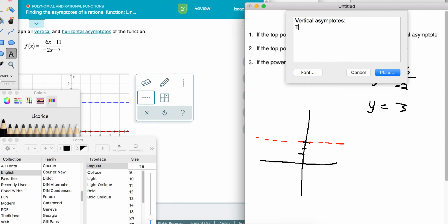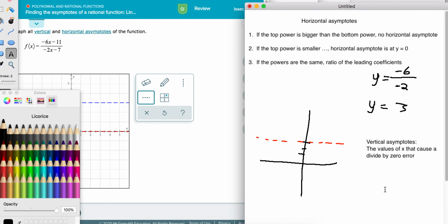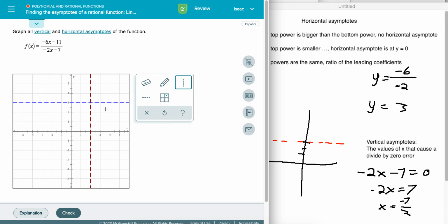Vertical asymptotes are the values of x that cause a divide by 0 error. So all you have to do is take the bottom of that fraction and set it equal to 0. Solve that equation. You get negative 2x equals 7, so x equals negative 7 over 2. In other words, x equals negative 3.5. That's where your vertical asymptote is going to be. So I'm going to click the vertical line, go over to negative 3.5, and click a dot.